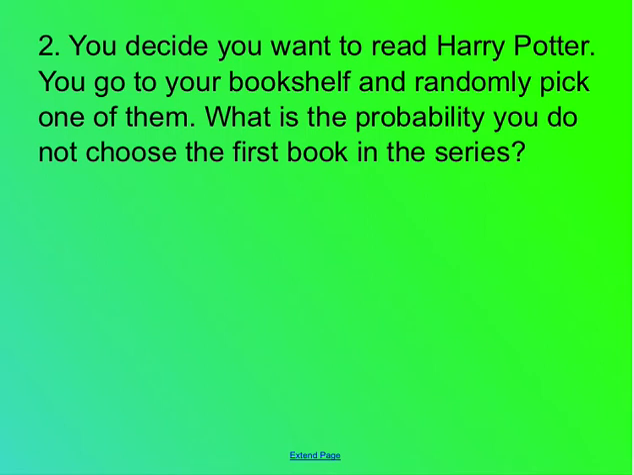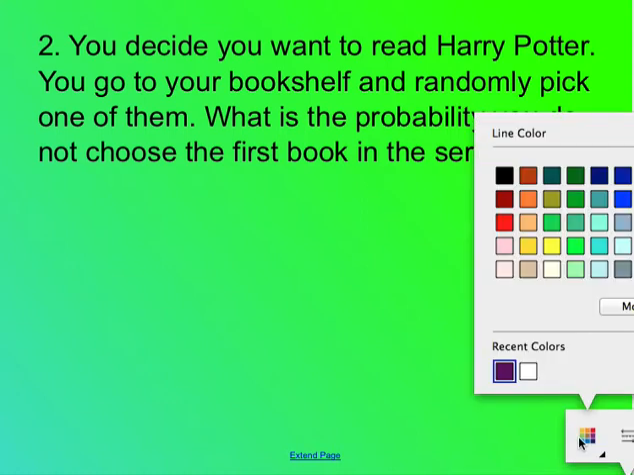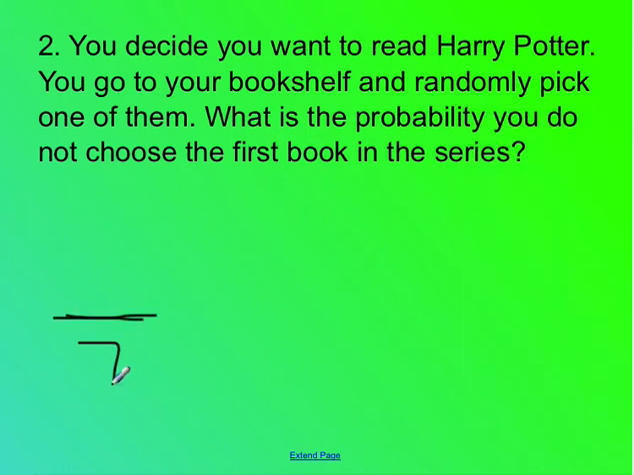Next, you decide you want to read Harry Potter. You go to your bookshelf and randomly pick one of them. What is the probability that you do not choose the first book? Well, here's a little tidbit I'll tell you. I'm kind of a Harry Potter nerd, so I know that there are 7 books in the whole series. And it asks us, what is the probability you do not choose the first book in the series? So we do not want to choose the first book.